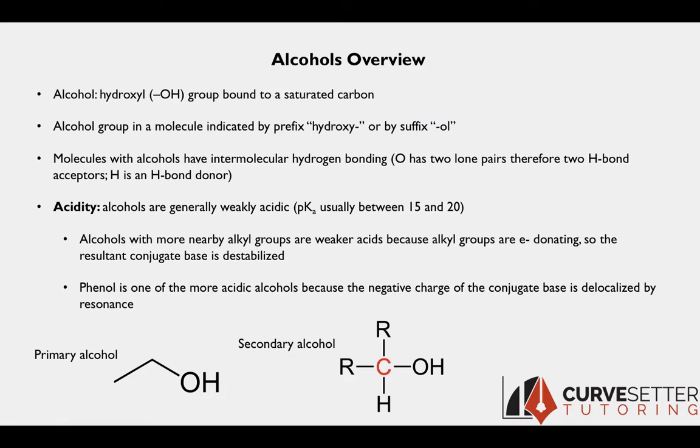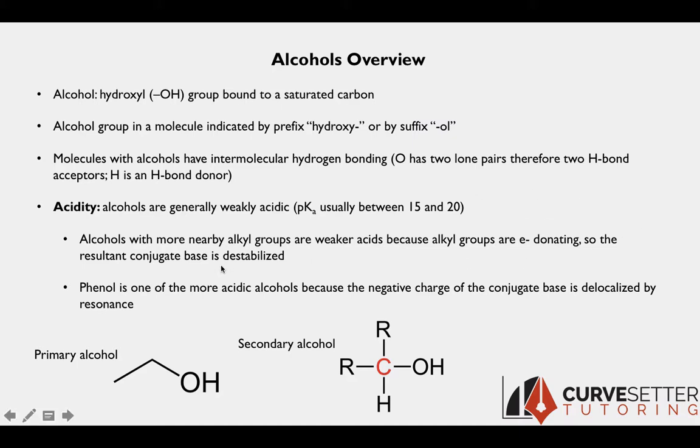So alcohols are generally weakly acidic. The pKa is pretty high, between 15 and 20 in general. Alcohols that have more alkyl groups nearby the hydroxyl group are going to be weaker acids. And that's because those alkyl groups are electron-donating groups.